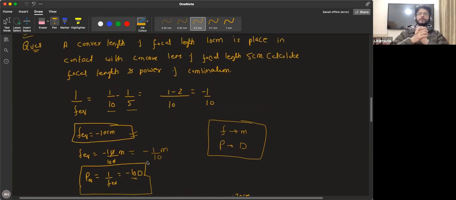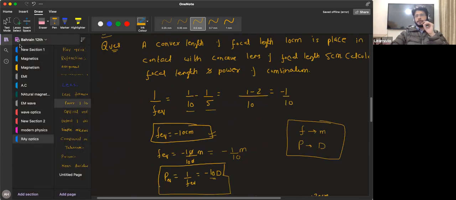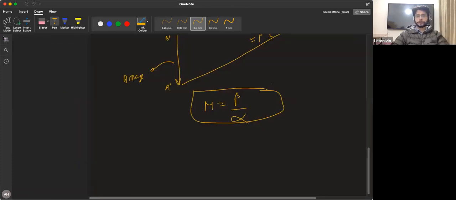So that was about refraction and that was about lens. Next, we're going to start optical instruments. See, the major numericals that come from ray optics are from lens only, or this refraction only. These optical instruments, and then you have dispersion. Usually you get derivations from these topics.